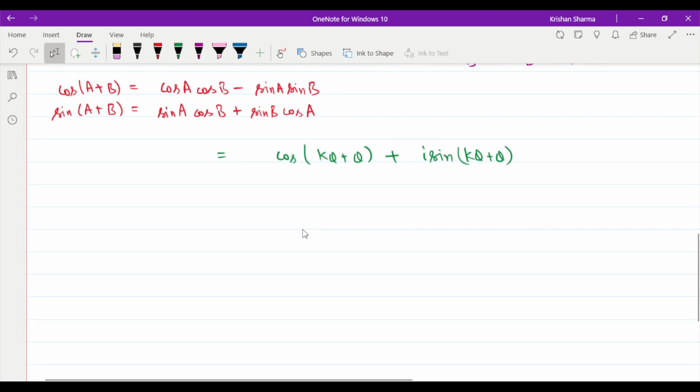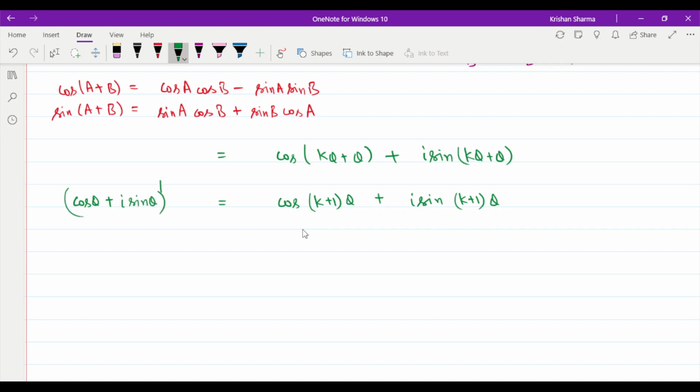Now you can write it as cos (k plus 1) theta plus iota sin (k plus 1) theta, and here you can write it as (cos theta + iota sin theta)^(k+1). Now these two are equal, hence by the principle of mathematical induction, PMI, we can say Pn is true for all n belonging to natural numbers, and that completes the proof. Thank you.